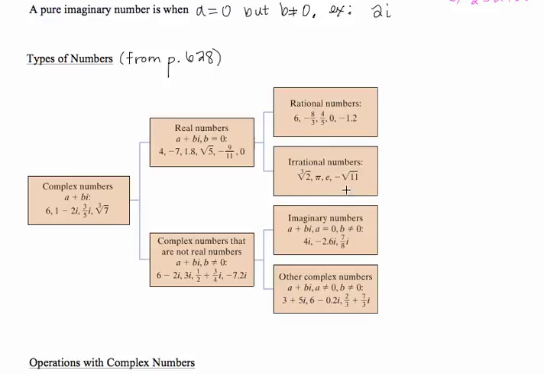Now other complex numbers can be broken down into two types: imaginary and then all others. Imaginary numbers are ones that just have i's, and all other complex numbers would be things of this sort: 3 plus 5i, 6 minus 0.2i. They have both a real part and an imaginary part because neither a equals 0 nor b equals 0.